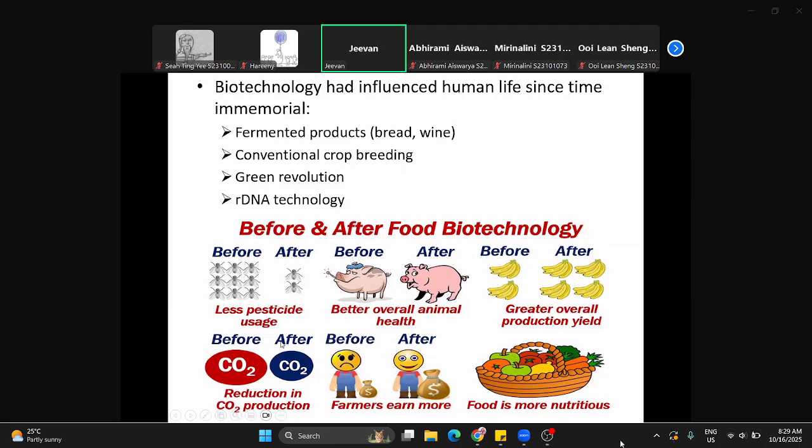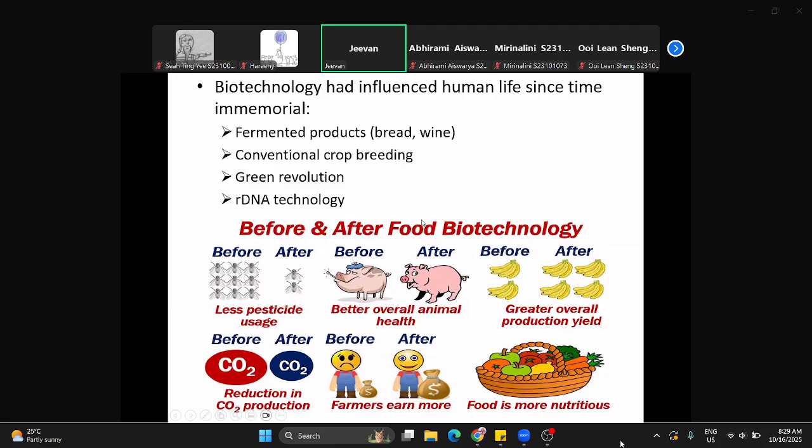And through biotechnology, we are able to reduce carbon dioxide production, and farmers can earn more money because there are more yields, better health, lesser cost of materials, and lastly, through fortification of nutrients, the food is more nutritious, more healthy compared to what it was before.